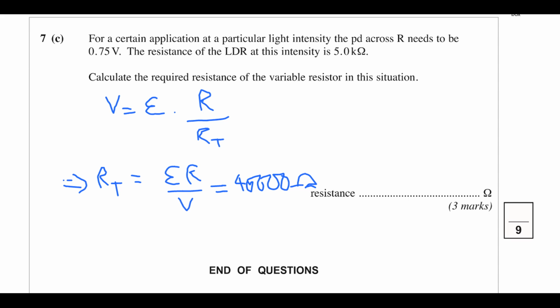Okay, and then the resistance of the variable needs to be the total minus the fixed resistor minus the LDR. So that's going to be 30 kiloohms at this point, and that's the variable resistance setting.